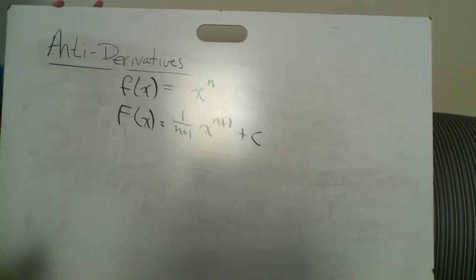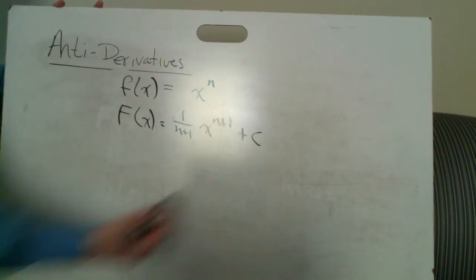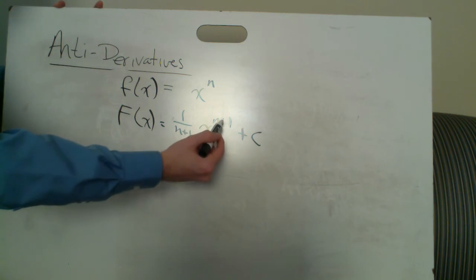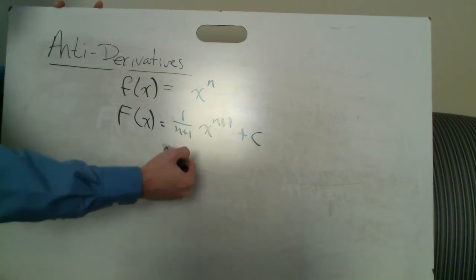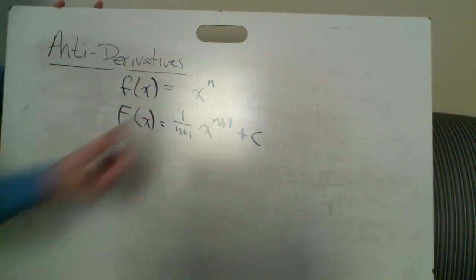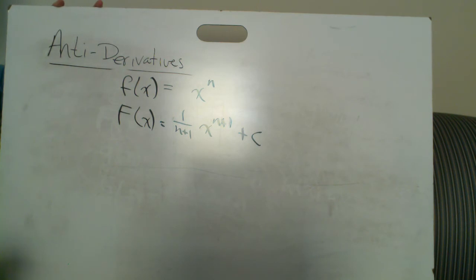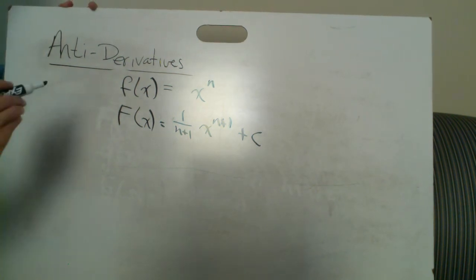We can quickly test this out to remind ourselves by taking the derivative here. Derivative of c is 0. Derivative of this, you bring the n plus 1 down, those cancel, you subtract 1 from the power, and you get x to the n. This was particularly useful for us with lots of different types of functions.